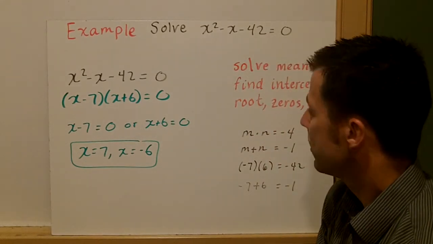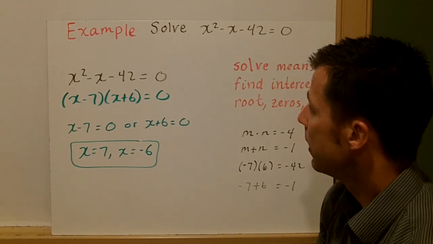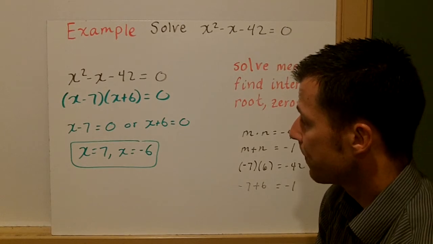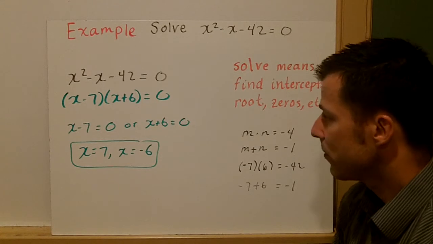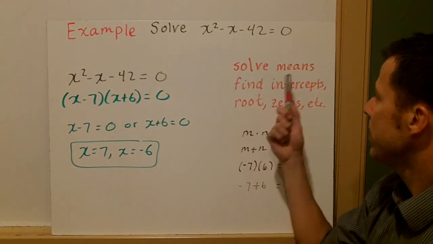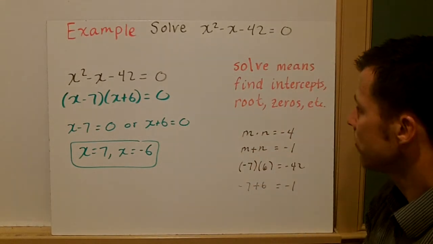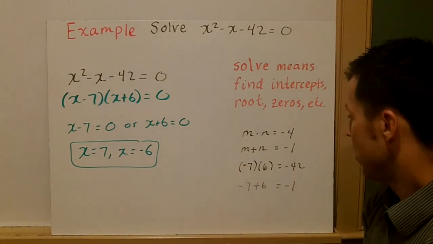Okay, and this just goes back to the example we did earlier: x squared minus x minus 42. I just wanted to reiterate this because I didn't really show the example. I just wrote it out real quickly. But solving means to find the x-intercepts, roots, zeros, etc. So I really wanted to bring that home with an example we've already talked about.